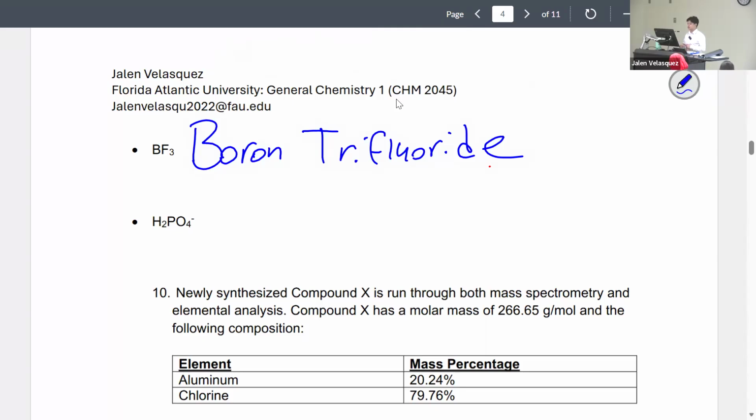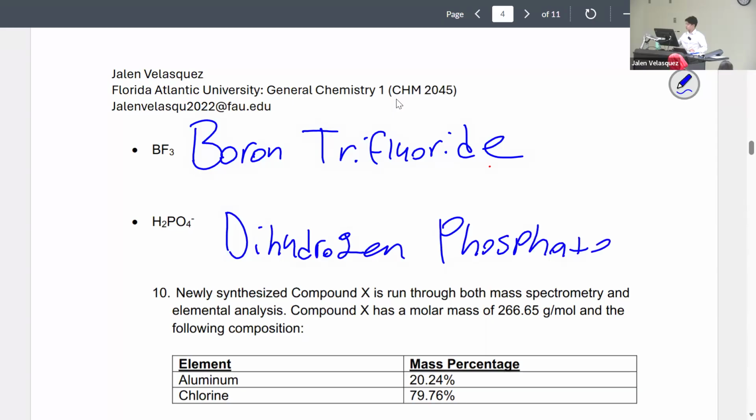And then finally here, H2PO4, what would we call that? Good, this is dihydrogen phosphate. PO4, we know this is the phosphate ion, one of those polyatomic ions that I know we all have memorized by now, hopefully. Pretty please. And then you have two H's, so it's dihydrogen phosphate.